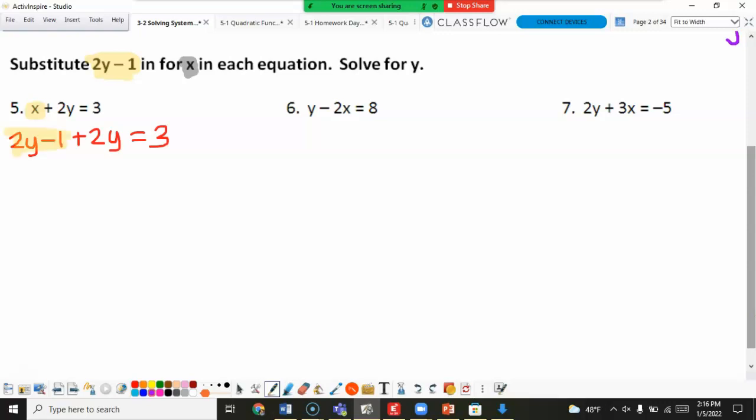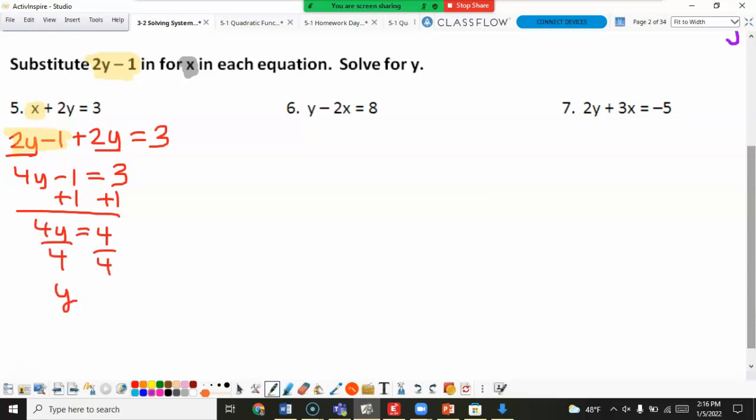And now we're going to simply solve like we did in our homework. So we're going to combine like terms. 2y plus 2y is 4y. Add 1 to both sides. Divide by 4. And we get y is equal to 1.